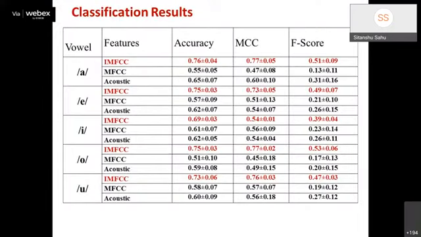Okay, so if you look at the classification results, the IMFCC features give me a classification accuracy of 76% in the case of vowel A. In the case of vowel E, it is giving 75% accuracy, that means discriminating between the PD and the healthy samples. Similarly, for other samples the IMFCC features are better than the regular MFCC and acoustic features. Okay, it is because of its discriminating capability in the input feature space, right?